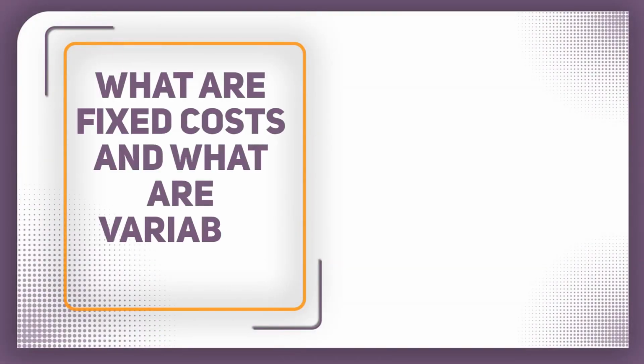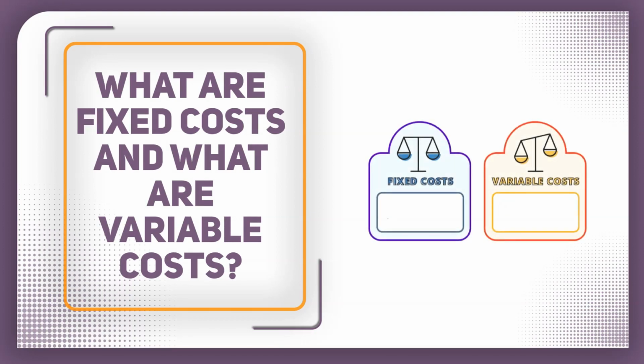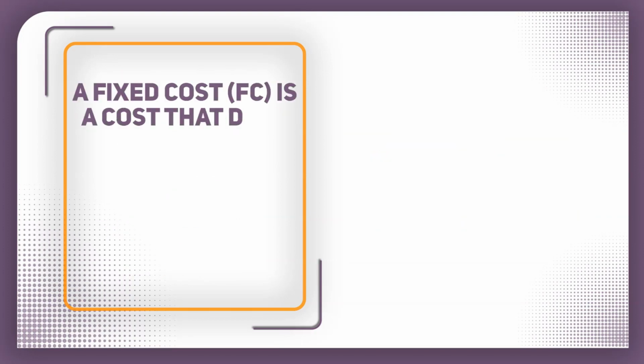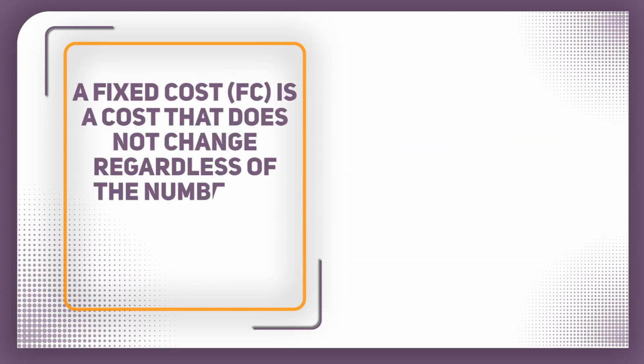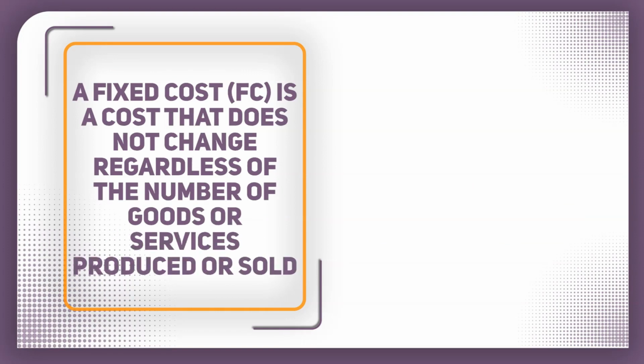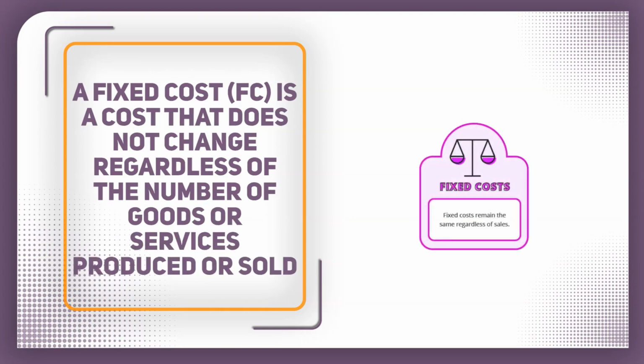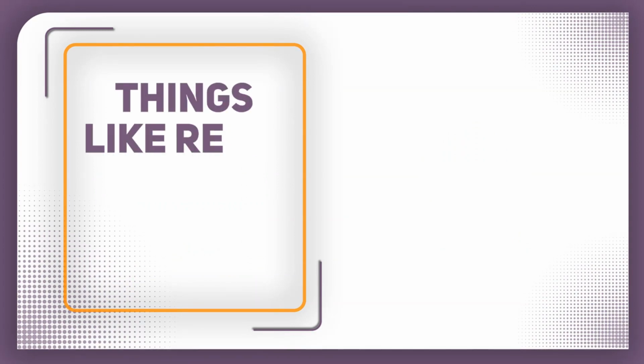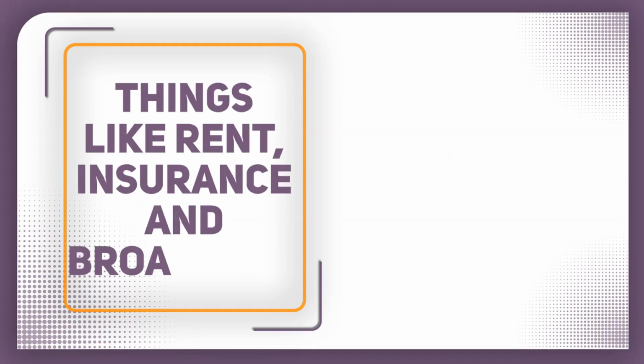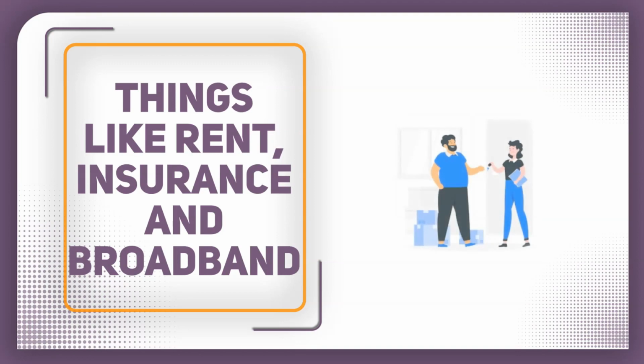So, you may be thinking, well, what are fixed costs and what are variable costs? A fixed cost is a cost that does not change regardless of the number of goods or services produced or sold. Fixed costs are expenses that have to be paid by a business, regardless of whether they have any sales. Fixed costs can be things like rent, insurance, and broadband, and many other things that are a set fee.